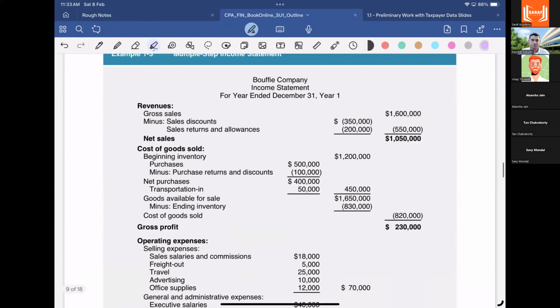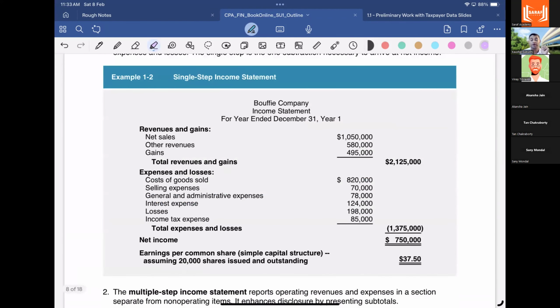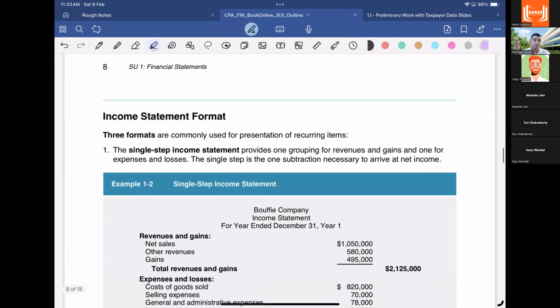सबसे पहले अब जब हम यहाँ पे अटक गए हैं, हम इसको पहले खत्म कर दें. Let's finish off the three different types of income statement format, right? So three formats that are commonly used. Now just keep that in your mind.